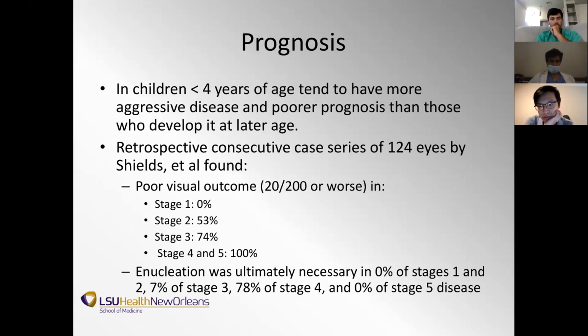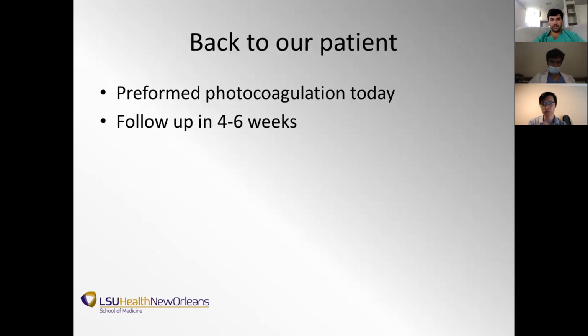And then Shields, going back to the staging system that I talked about earlier, looked at a series of 124 eyes, and they found that patients had poor visual outcome of 20/200 or worse in about 0% of stage 1 disease, 53% of stage 2 disease, 74% of stage 3 disease, and about 100% of patients in stage 4 or 5 disease. And they also found that enucleation was ultimately necessary very rarely: never in stage 1 and 2, 7% of stage 3, 78% of stage 4, and not in stage 5 disease.